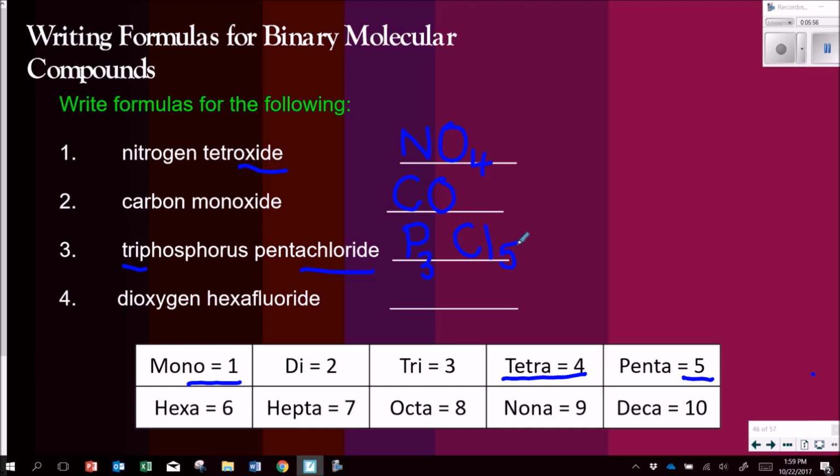Dioxygen hexafluoride, I have oxygen, di is for 2, so 2 oxygen. Hexafluoride, fluoride is from the element fluorine, and hexa is 6, so 6. Again, I do not reduce this.